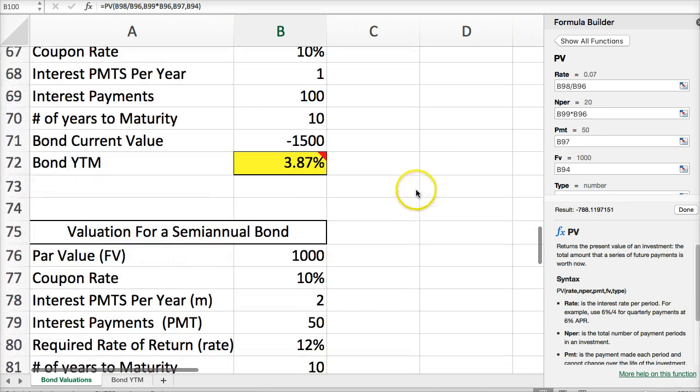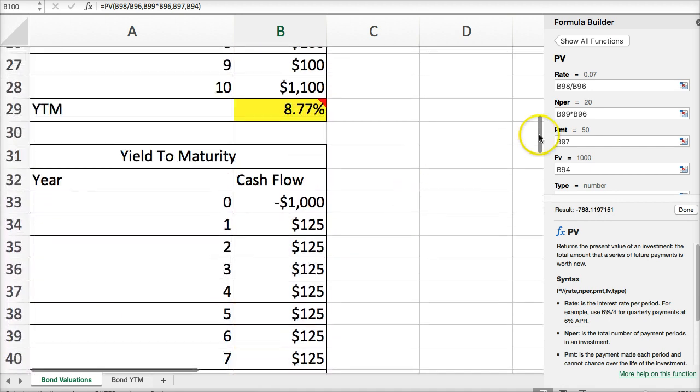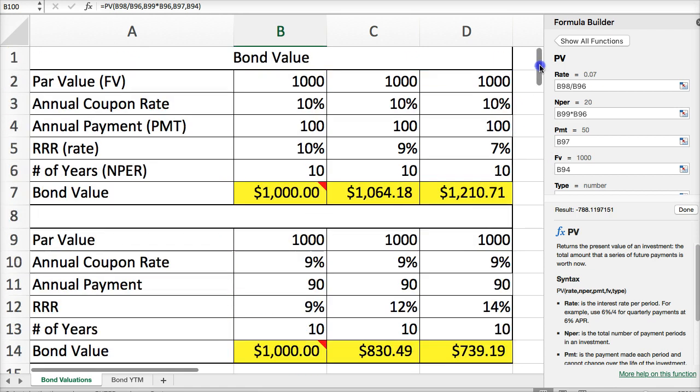Okay, so those are just some calculations on how to value bonds in Excel that's related to the work in the chapter.